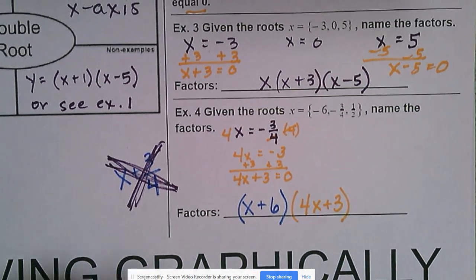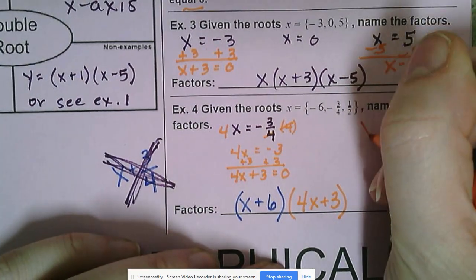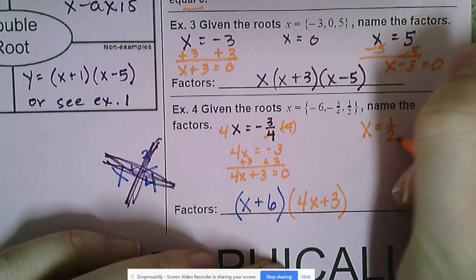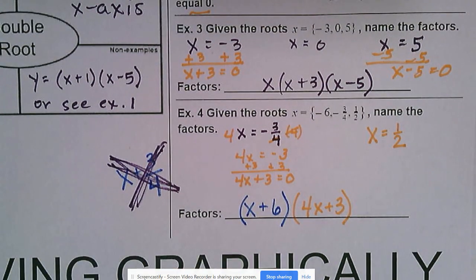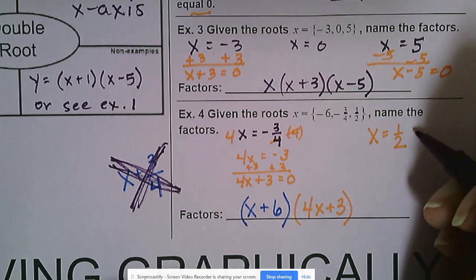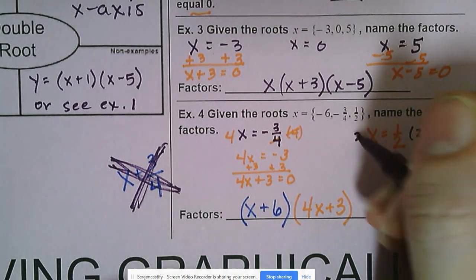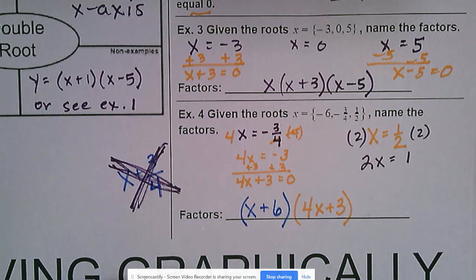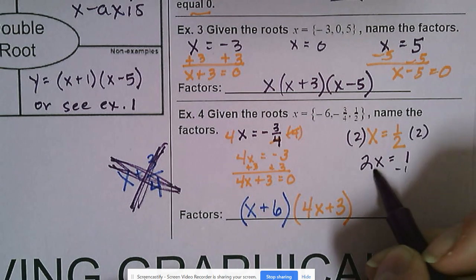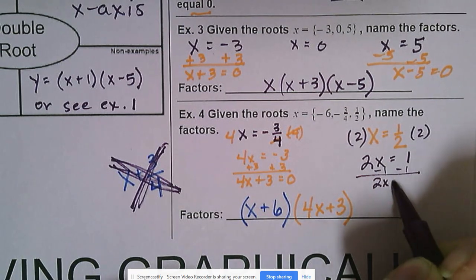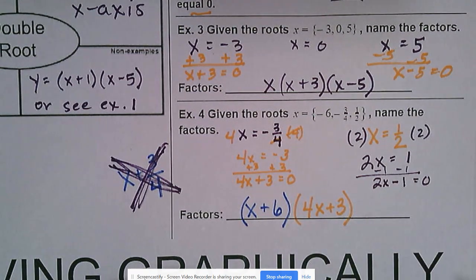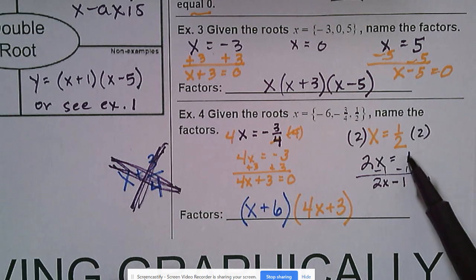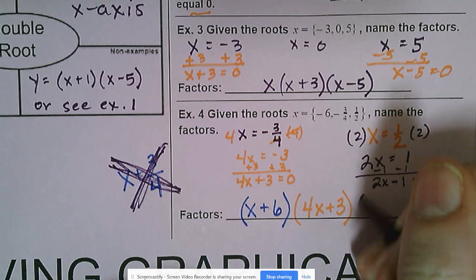All right, and then let's try it with the half. So I've got x equals 1/2. I need to move that all to the other side, so I'm going to reverse it. Instead of dividing by 2, I'm going to multiply both sides by 2. I'm not there yet. I've got one more step. I've got to move that 1 over. So 2x minus 1 equals 0. And again, the reason I subtracted it is that 1 minus 1 is your 0. I'm trying to get that to 0. So my last factor is 2x minus 1.